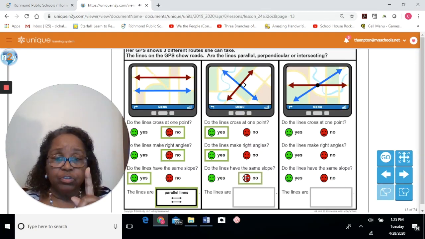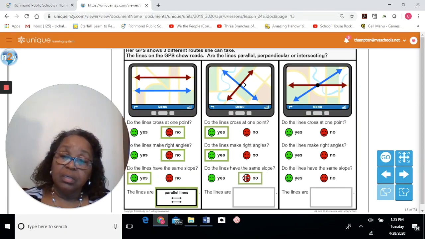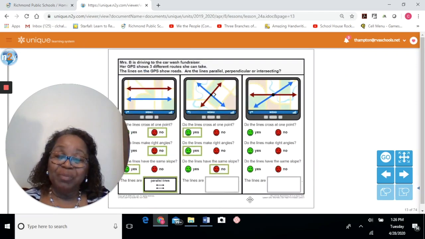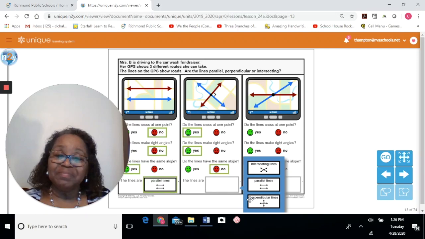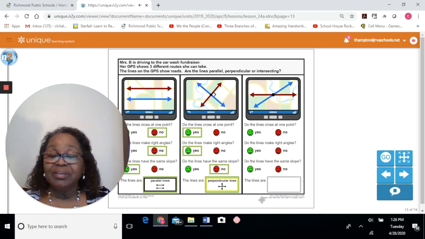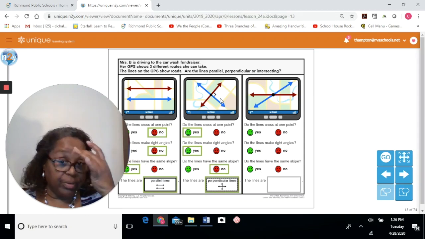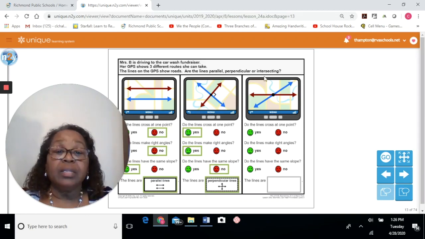So let's make a decision. If the lines cross at a point and they do make a right angle and they do not have the same slope, what are we going to call those lines? Have you decided yet before I pick it out? We're going to call that what? Perpendicular. Yes, they are perpendicular lines. Remember, they have to be perfect, perpendicular, 90 degrees. Excellent. All right, let's try the next one.